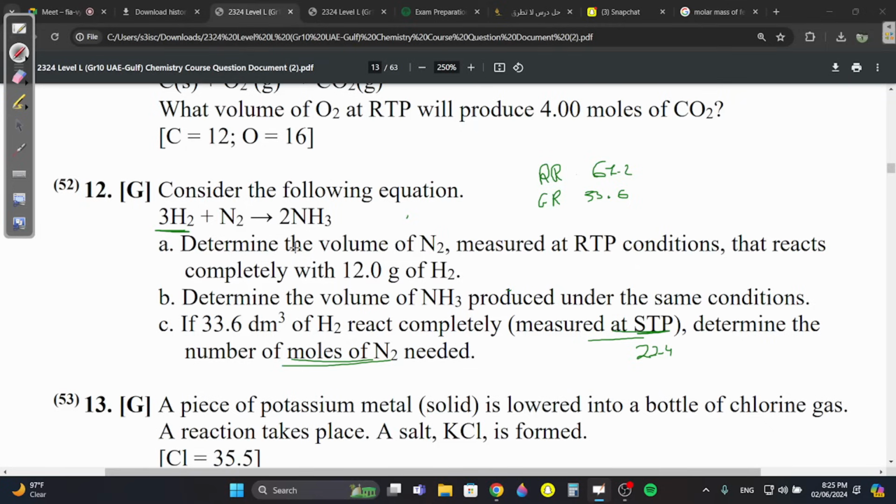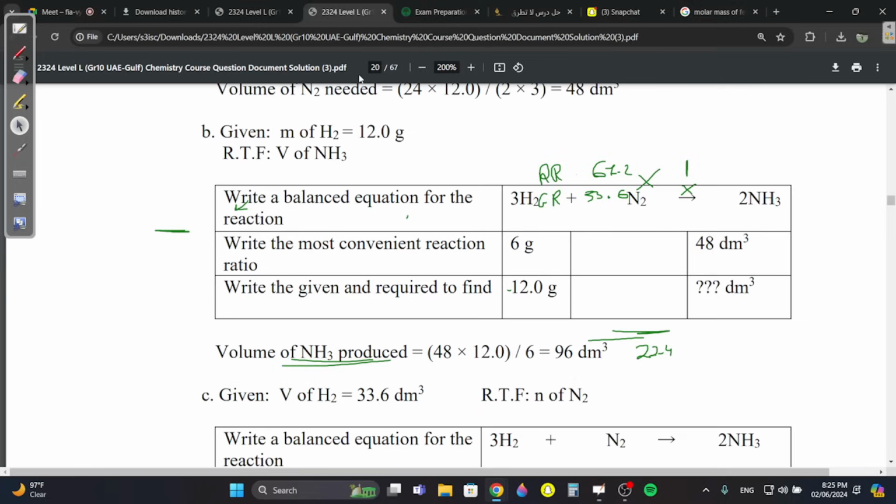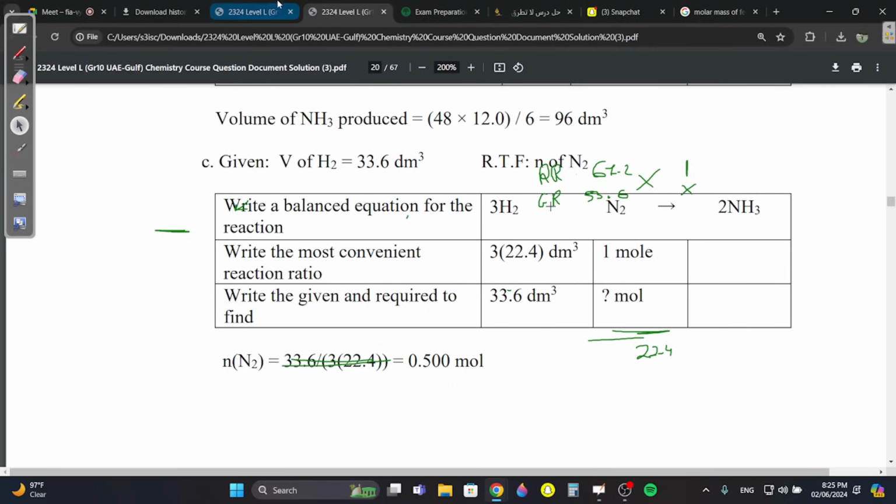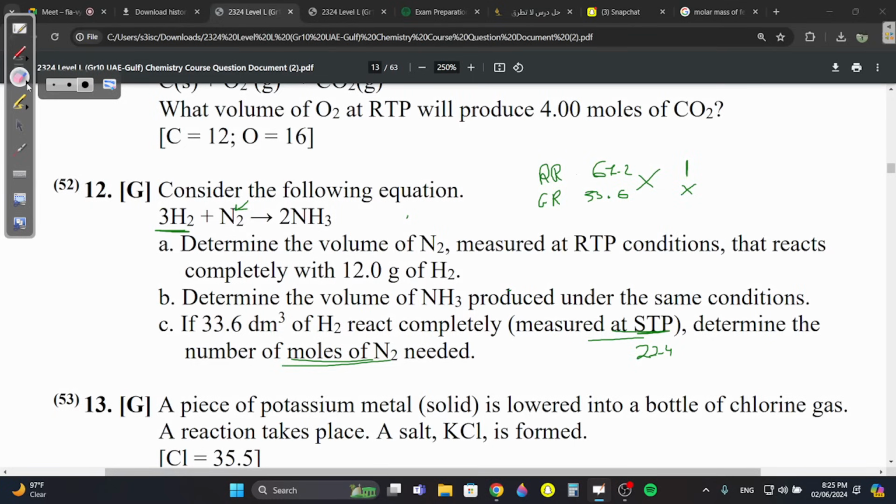What do we want? We want the moles of N2. The moles of N2 here is 1 in my reaction. So how much will I have when I have 33.6? It's going to be X. Cross multiply, and you should get 0.5. By the way, please pay attention in your written parts to significant figures. I'm sure they will deduct marks, 100%.